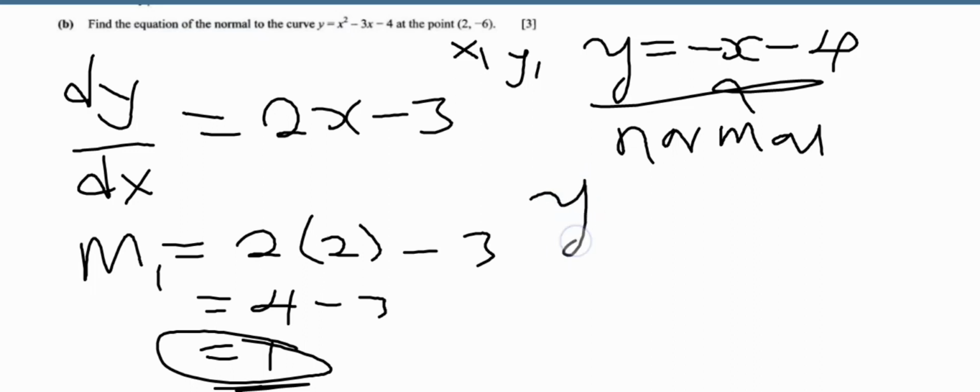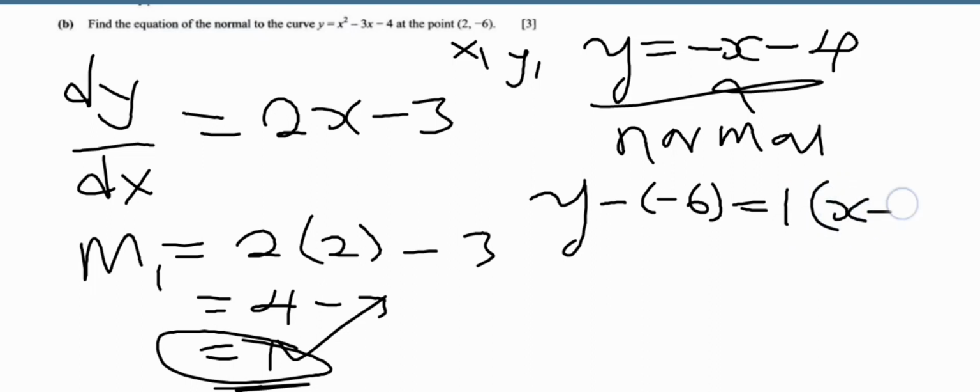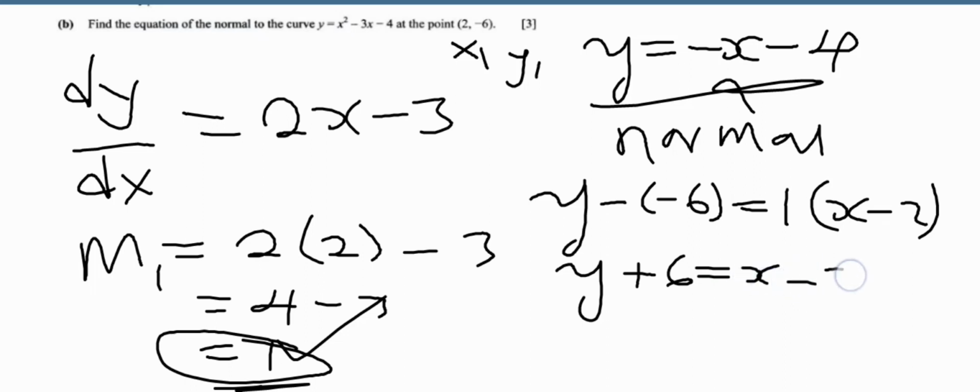So we have x1 and also y1. So we have y minus y1. So y1 is negative 6. Then is equal to the gradient that we are going to use, which is positive 1. The gradient that you find first is the gradient that you use when you have been told to find the equation of the tangent. So we are going to get positive 1. Then open bracket x we don't have. Then x1 is positive 2. So negative multiplied by negative, we are going to get positive, which is positive 6. Then 1 multiplied by x, we are going to get x. 1 multiplied by negative 2, we are going to get negative 2.